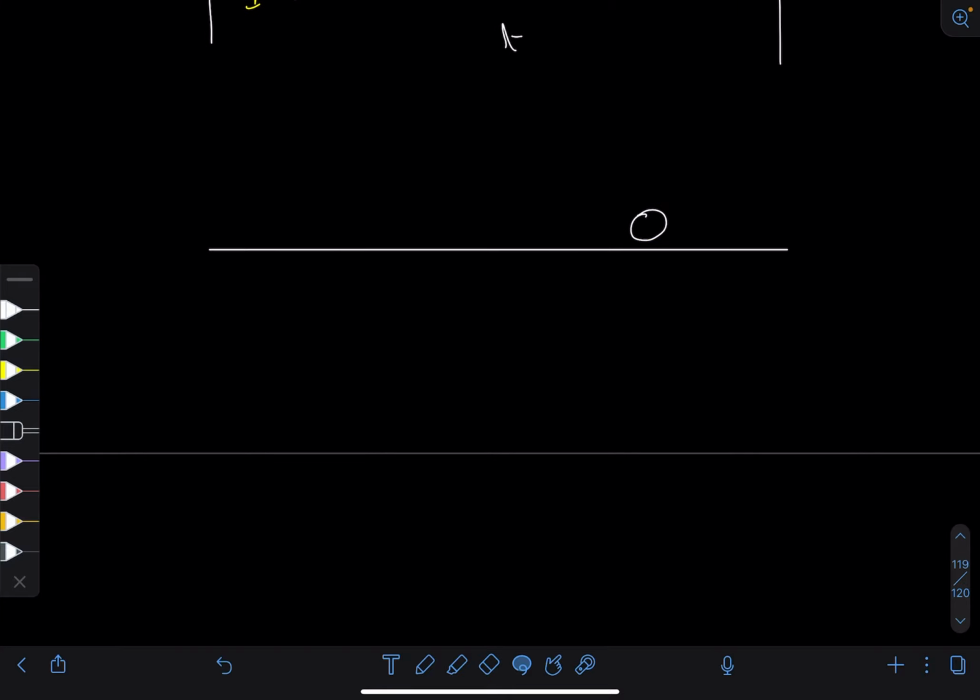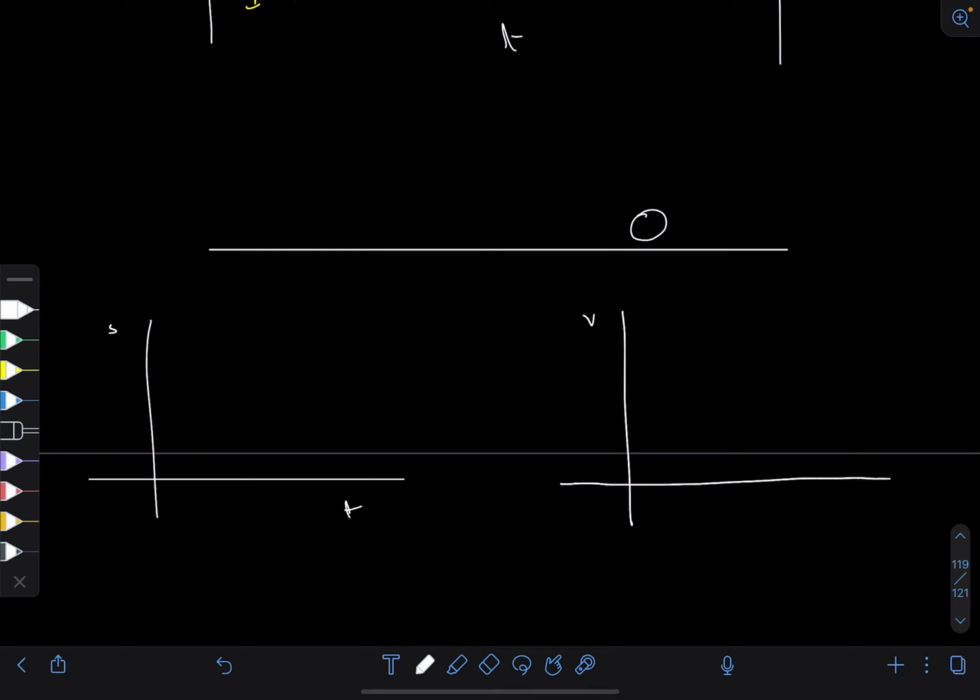So let's take displacement on the y-axis. Actually, let's make a better graph. Let's take displacement on the y-axis, time on the x-axis, and let's take velocity over here, time over here, right? So one thing you would agree that, the velocity time graph sort of looks like this, right? I'm satisfied with this, right?